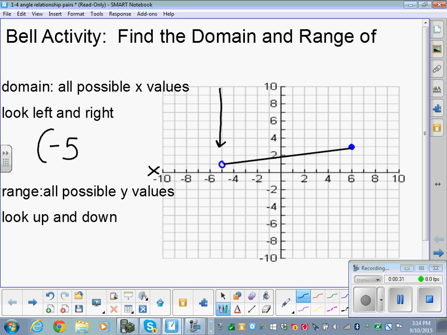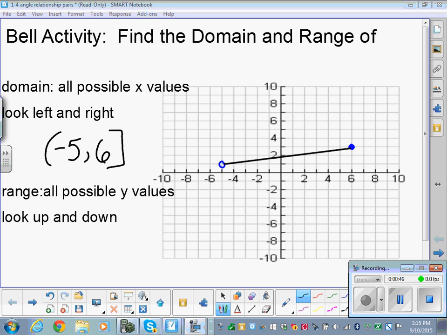Now notice it's not included because it's an open circle, so that's why I put a parenthesis here. And then from left to right, I'm looking, and my function goes to, on the right, the value +6. And then I bracket because it included it because it's a closed circle.